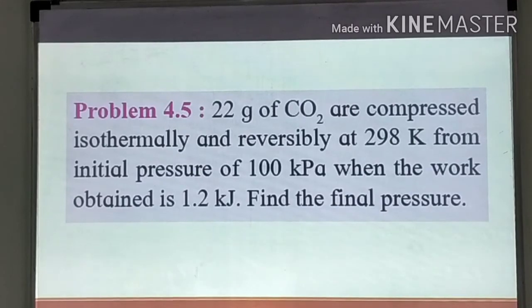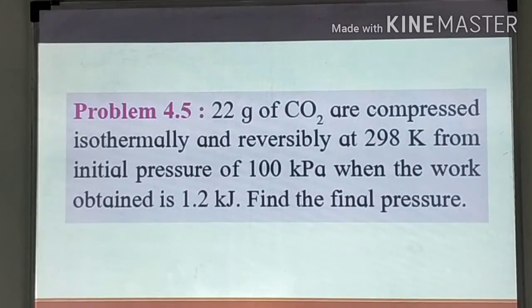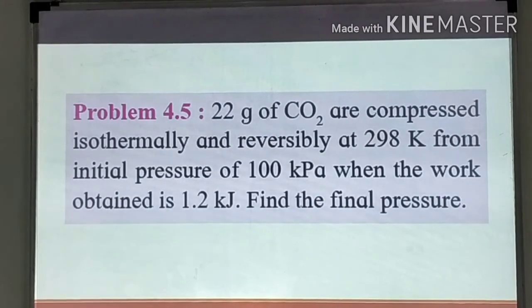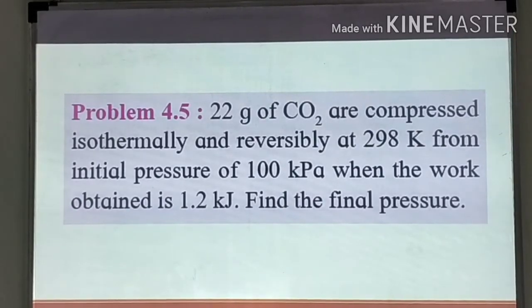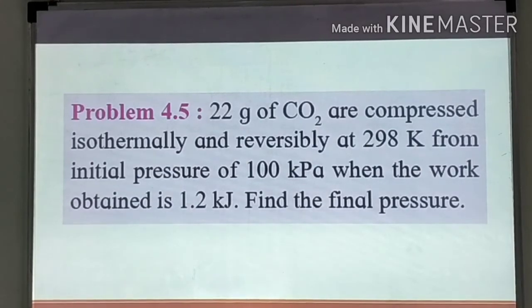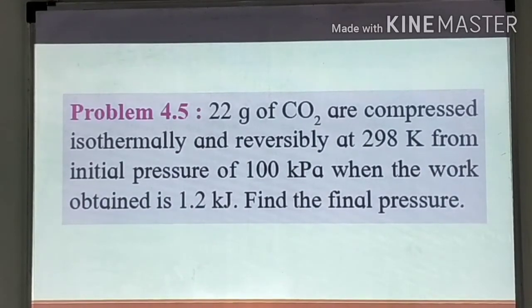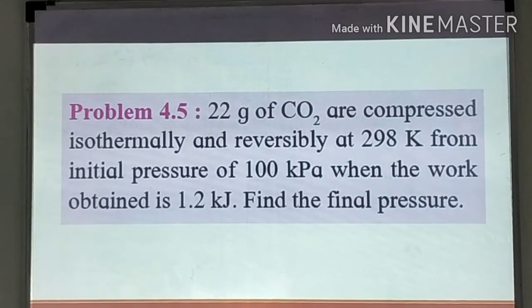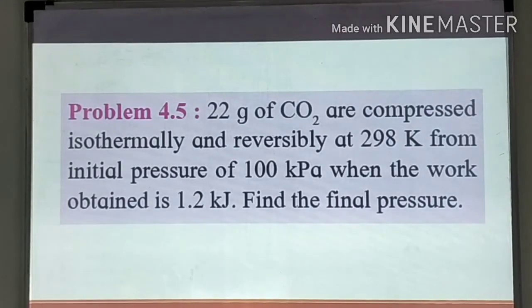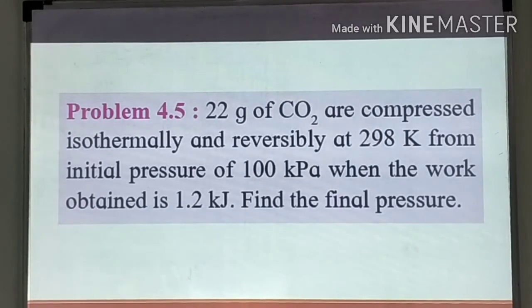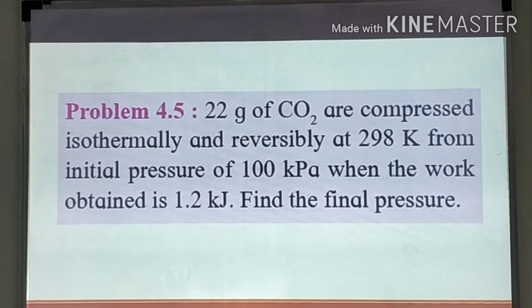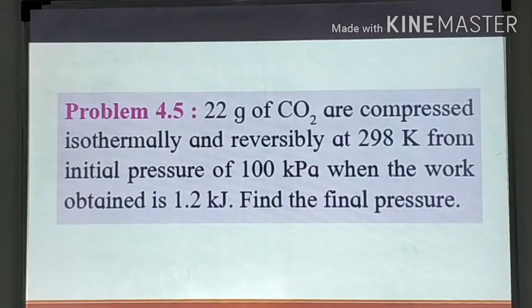The problem says 22 grams of carbon dioxide are compressed isothermally and reversibly at 298 Kelvin from an initial pressure of 100 kilopascal when the work obtained is 1.2 kilojoules. Find the final pressure. See what is given in this problem. 22 grams of carbon dioxide means they have given us the mass of CO2 gas. What is done with the CO2? We are carrying out compression. So the process is compression. Since the process is compression, work done will be positive. How is the compression carried out? Isothermally and reversibly. Means the work obtained will be maximum work.